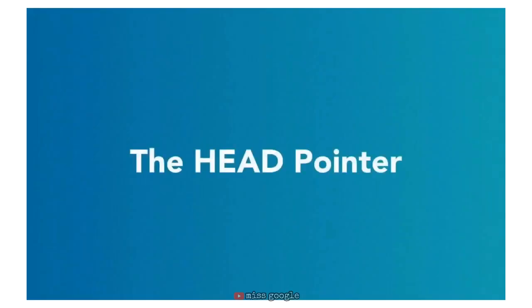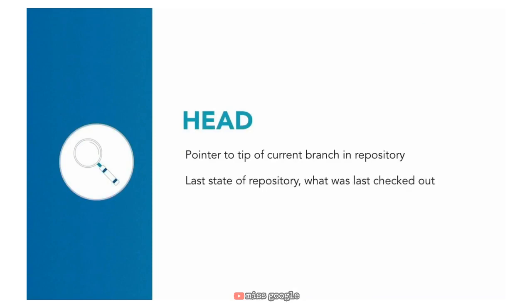In this movie, we'll gain an understanding of the head pointer in Git. Git maintains a reference variable called HEAD, all capitals. We call this variable a pointer because its purpose is to reference or point to a specific commit in the repository.